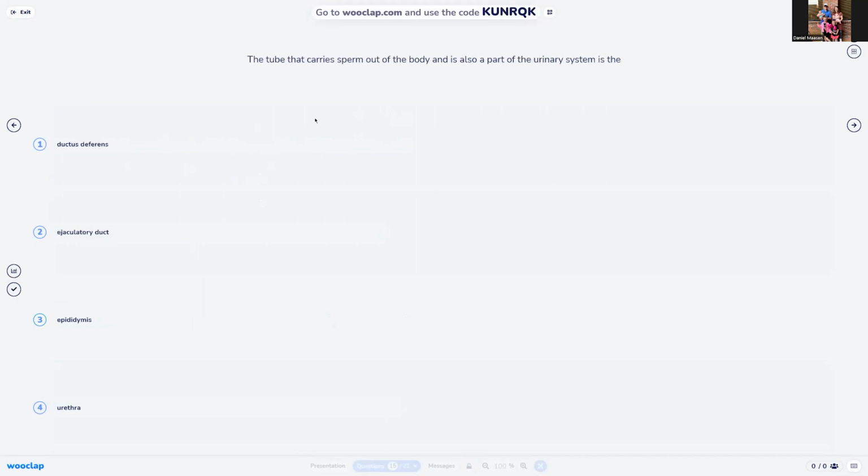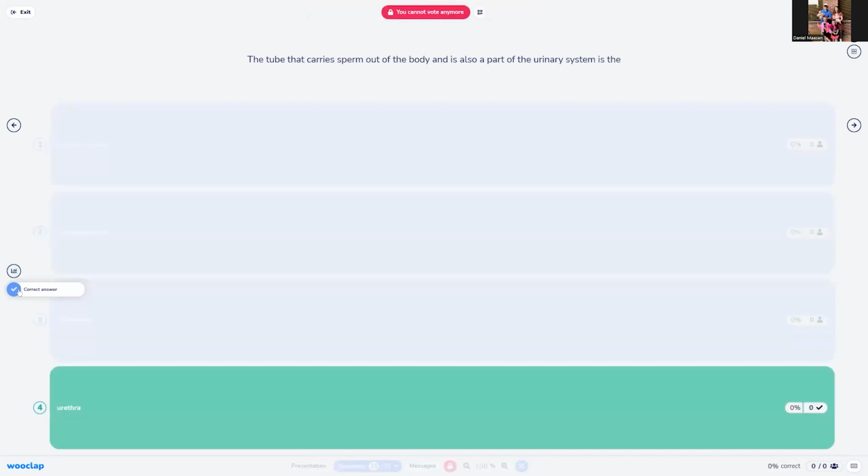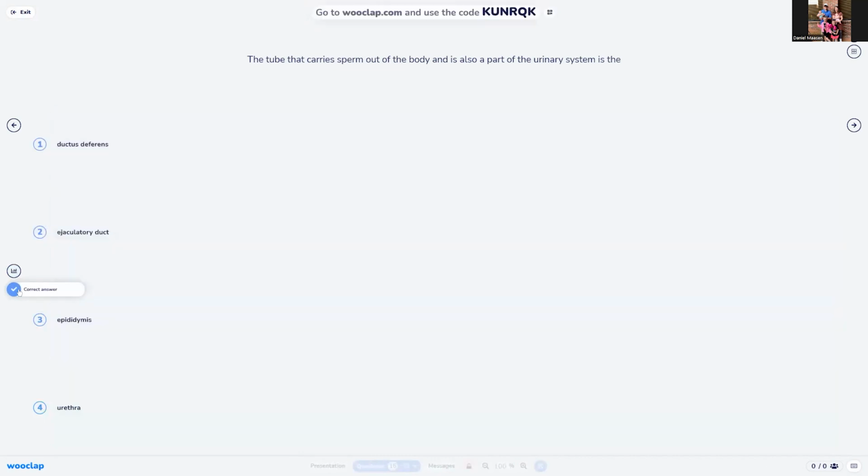The tube that carries sperm out of the body and is also part of the urinary system is what? It's back to male reproductive. Give you a second to answer. Urethra. Again, urethra is shared by the urinary system and the male reproductive system.